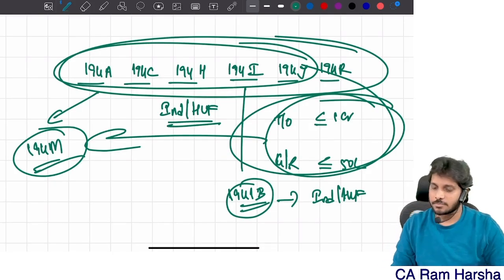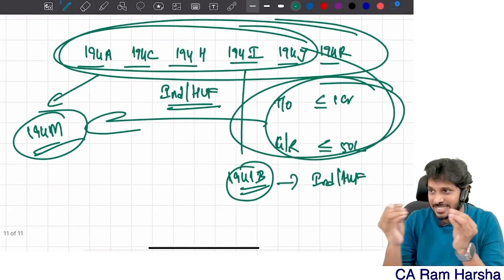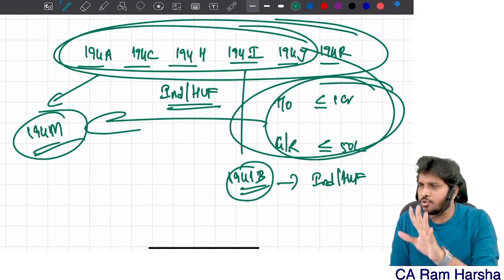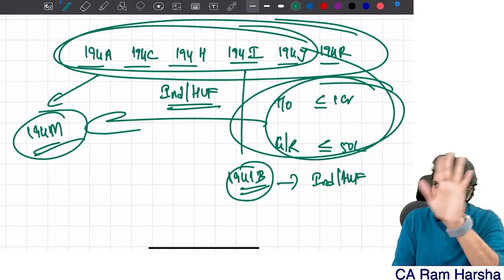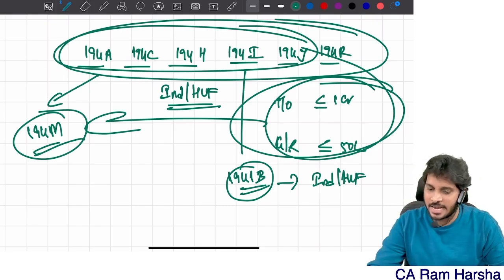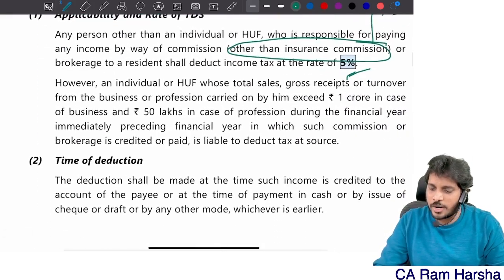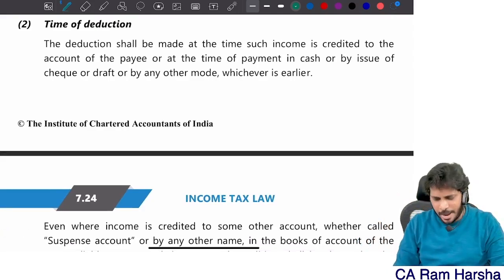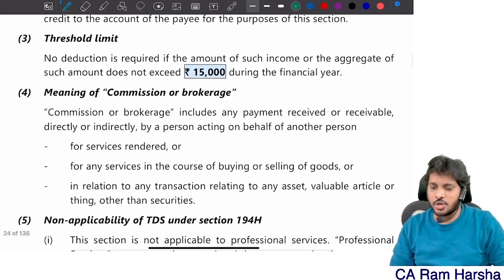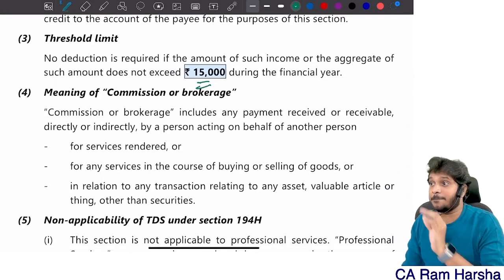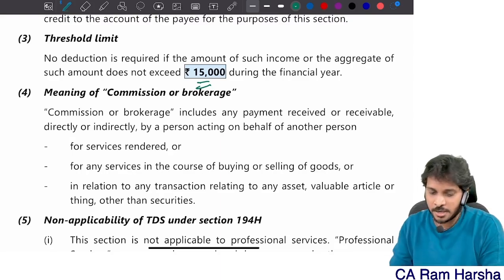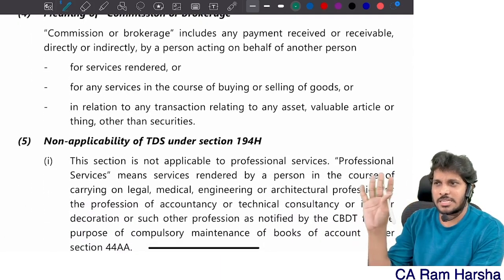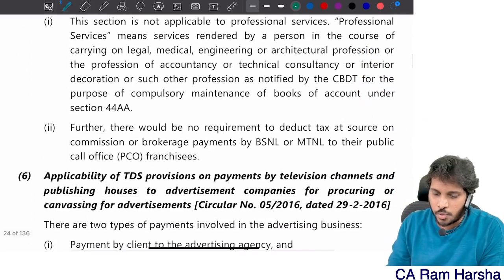Correct? Fine. So in all these 6 sections, the TDS provision will not apply for an individual or HUF whose business turnover is less than 1 crore or whose professional receipts are less than 50 lakhs. Now, what is the rate of TDS? 5%. Time of deduction is the time of credit or payment, whichever is earlier. The threshold limit is 15,000 per annum, a yearly limit. And what is commission or brokerage? Whatever meaning they have given, I don't think that discussion is required.